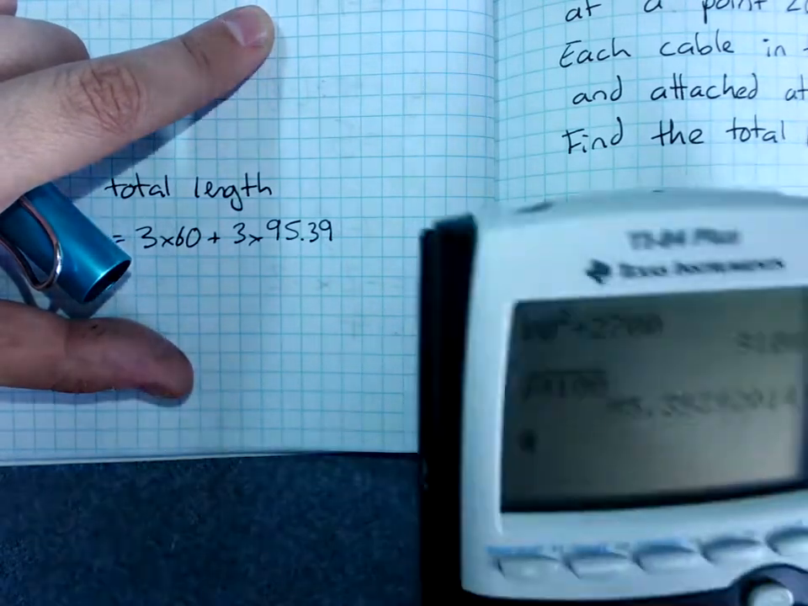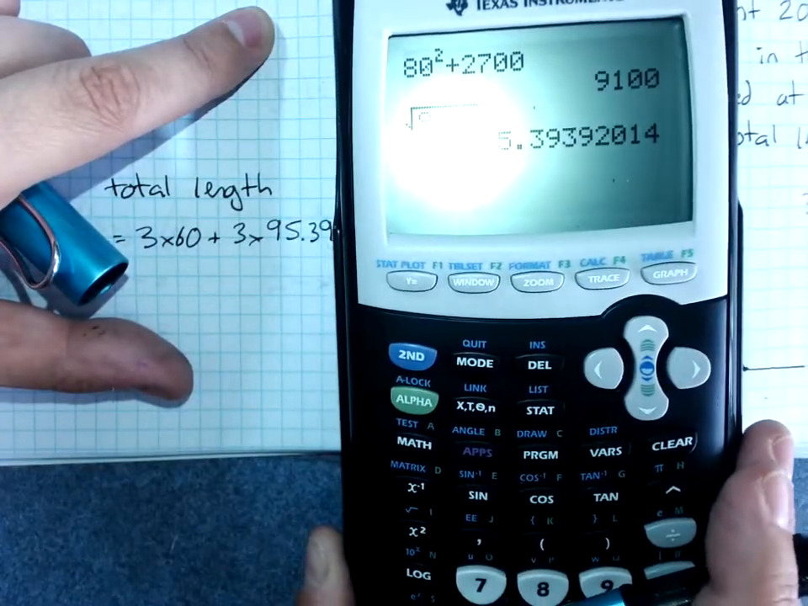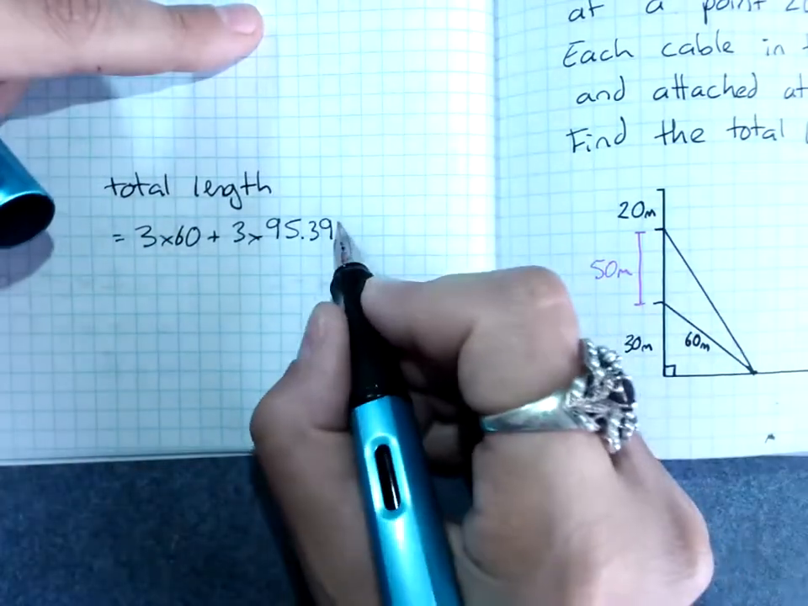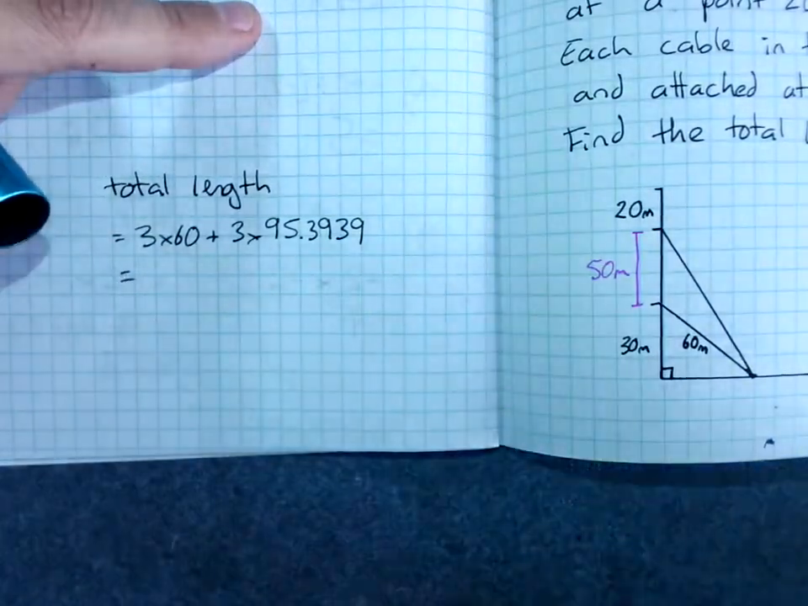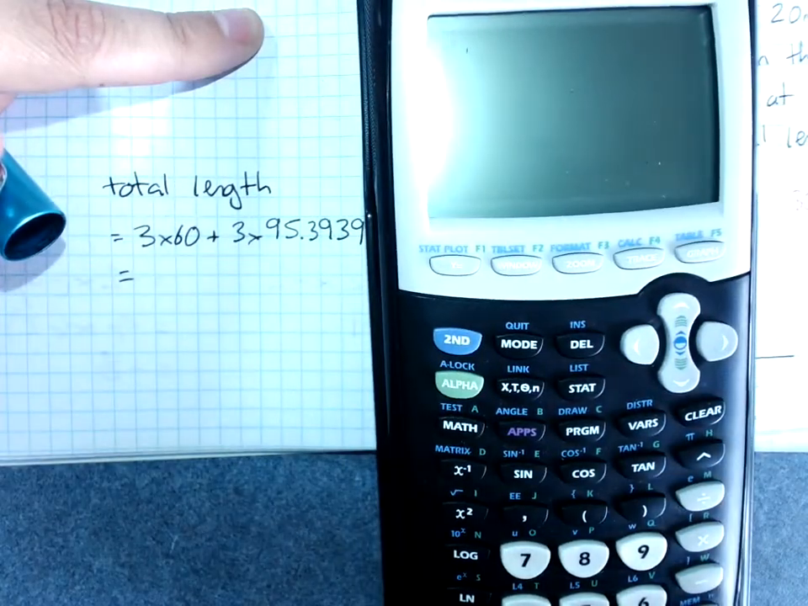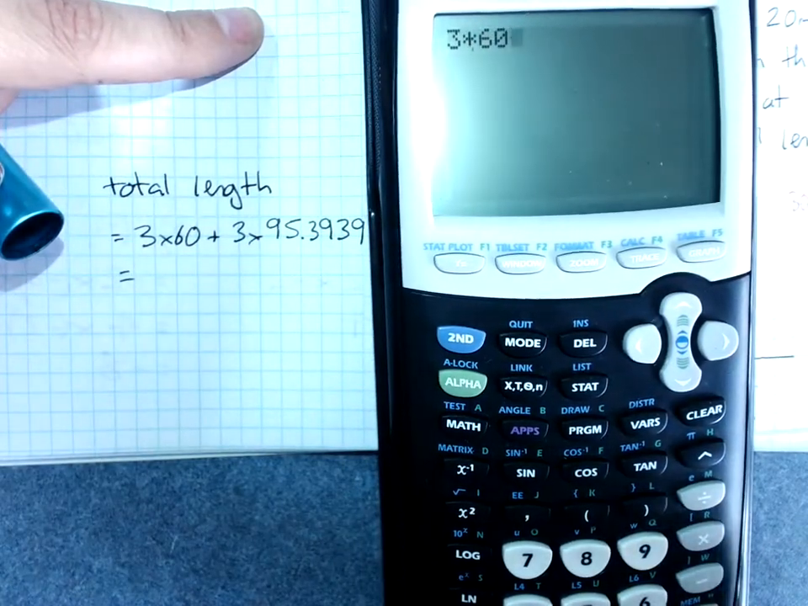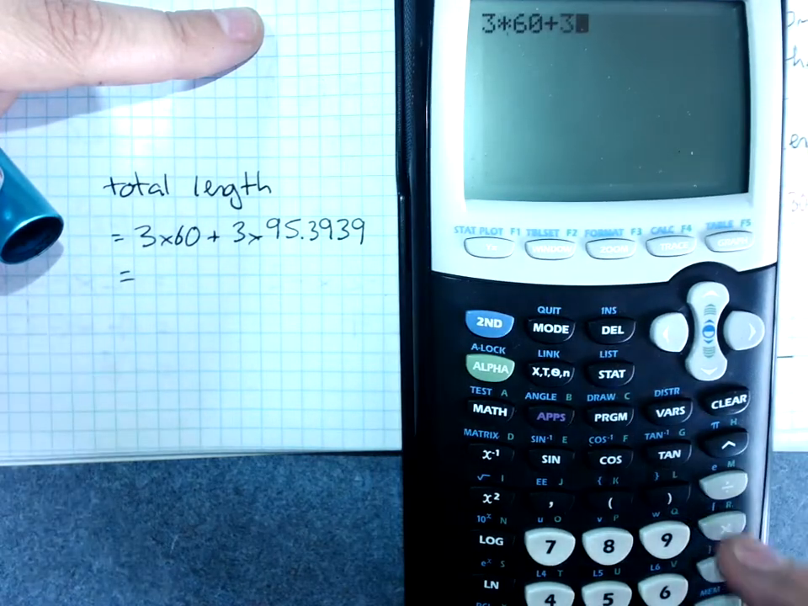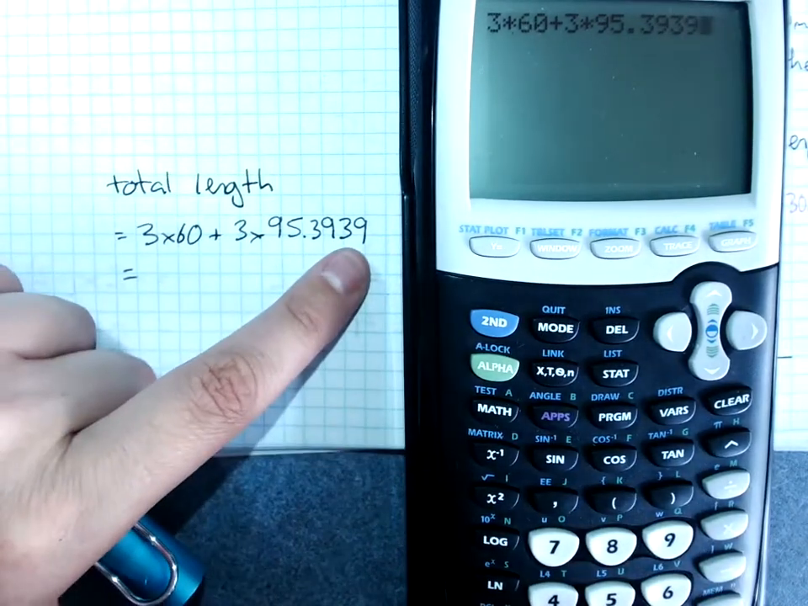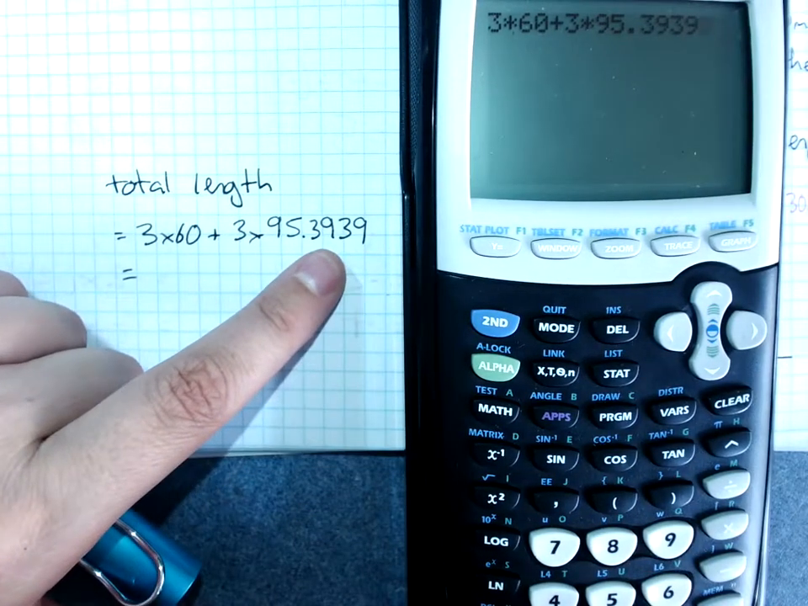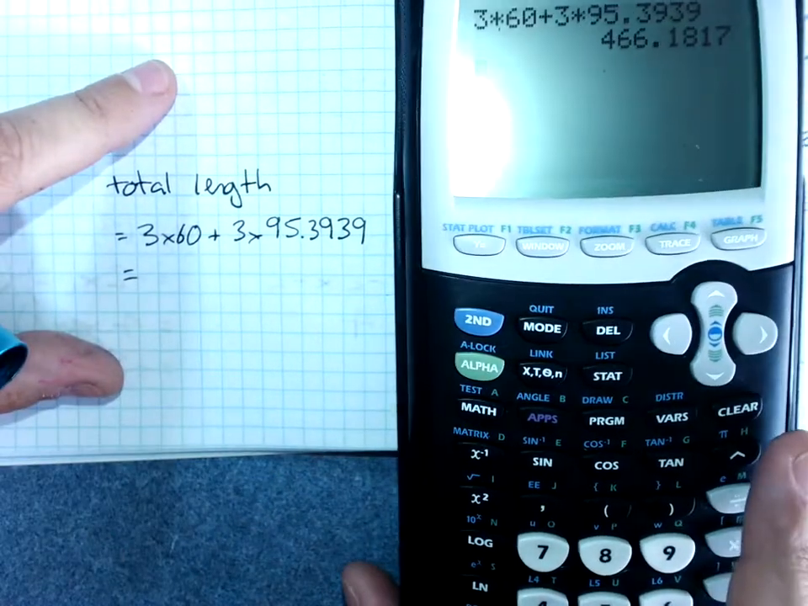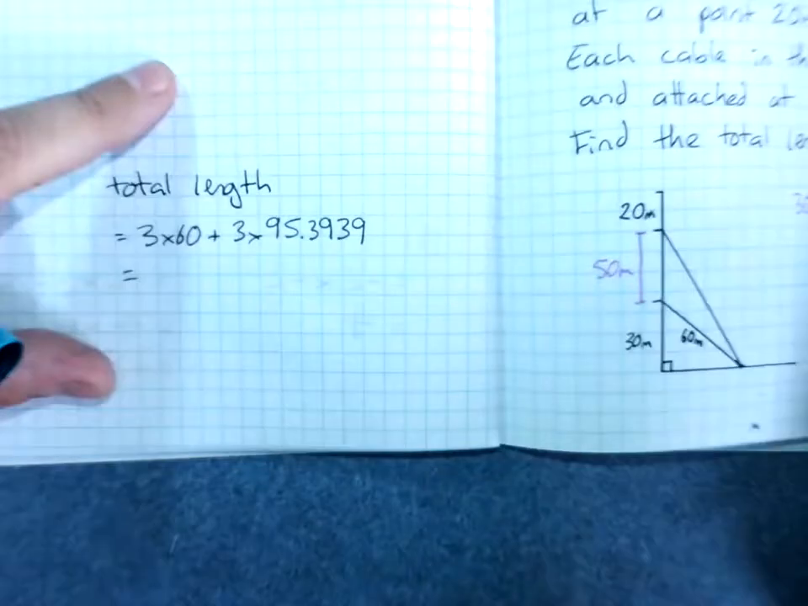so we keep an extra 2 decimal places in our working, so 0.3939. Three times 60 plus 3 times 95.3939. Always keep 2 more decimal places than you want at the end. 466.18 meters.